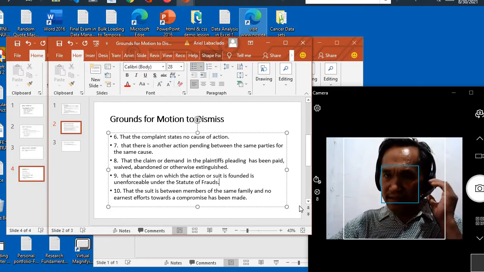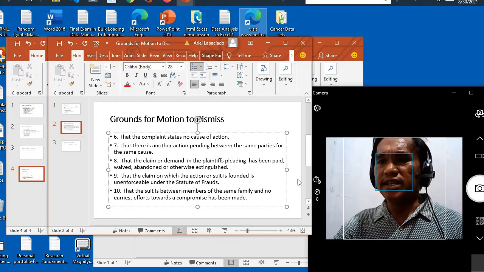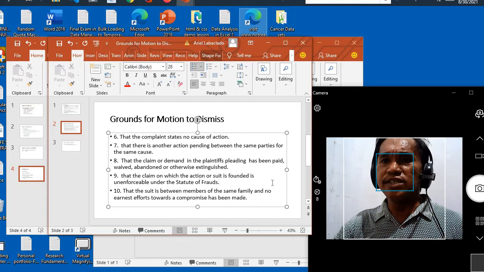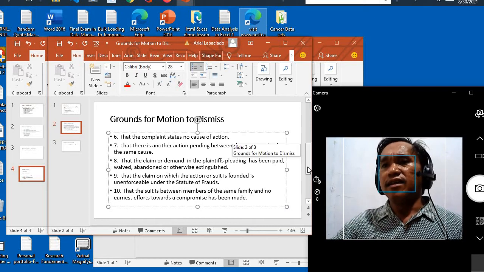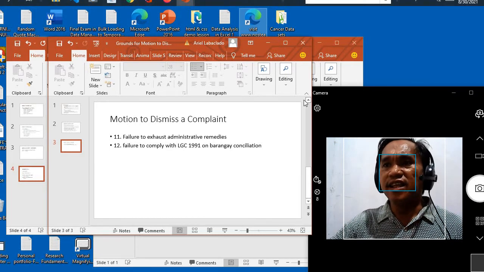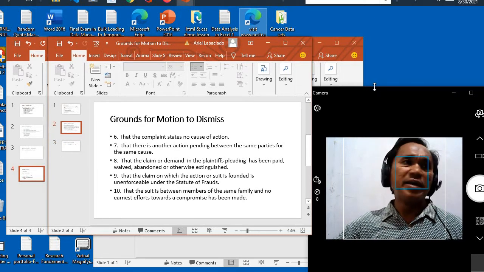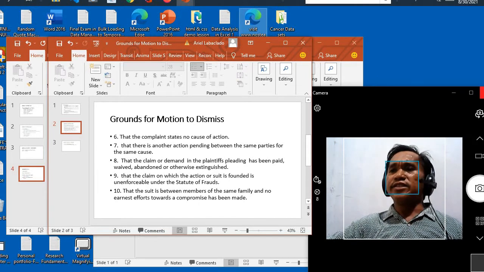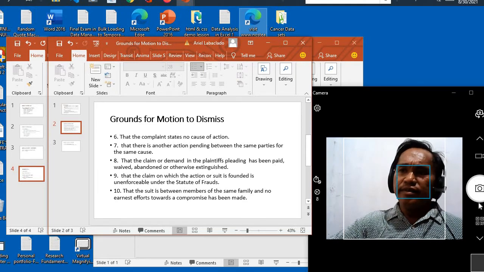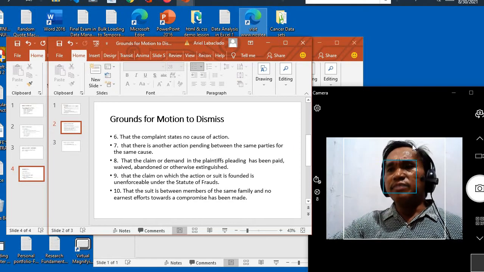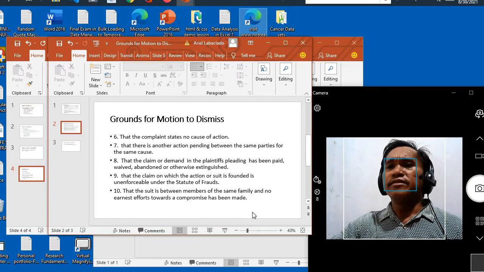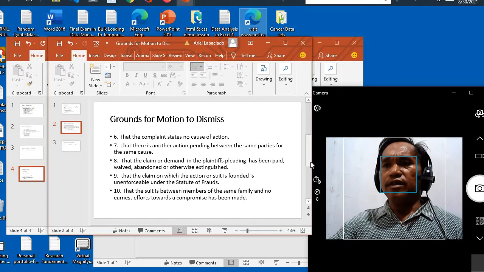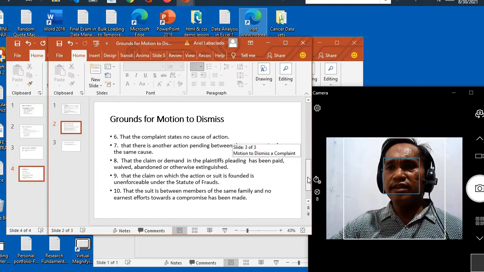Then the 10th, that the suit is between members of the same family, and no earnest efforts towards a compromise have been made. So if the parties are only members of the same family, like for example brothers and sisters, or son and parent, you can move for dismissal. Much more if no compromise has been made. You can move for dismissal in that situation.